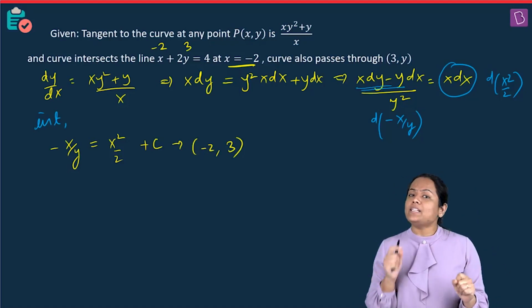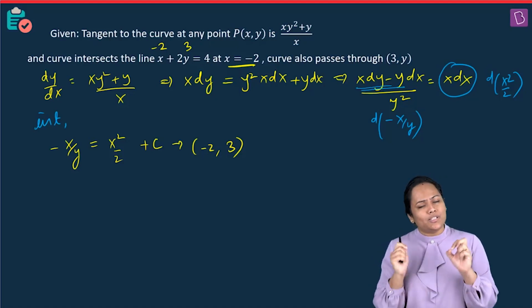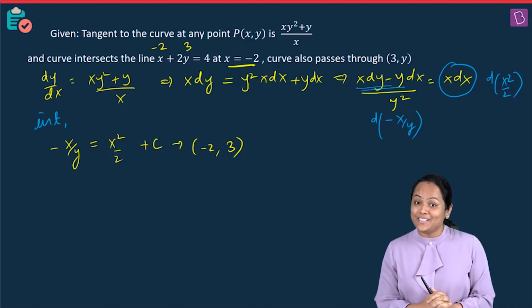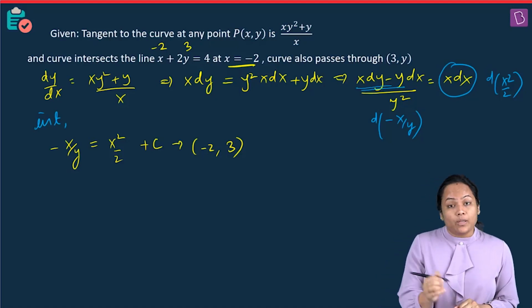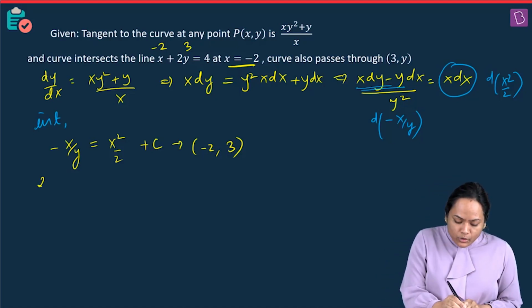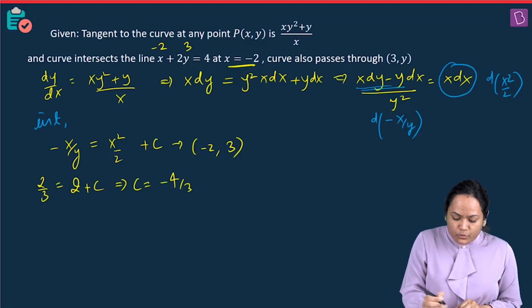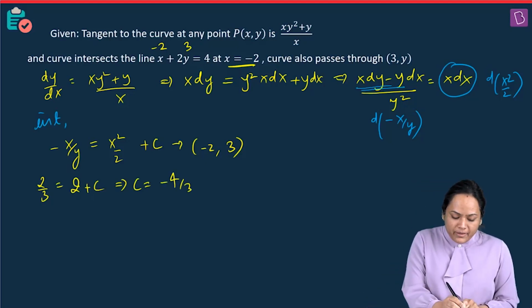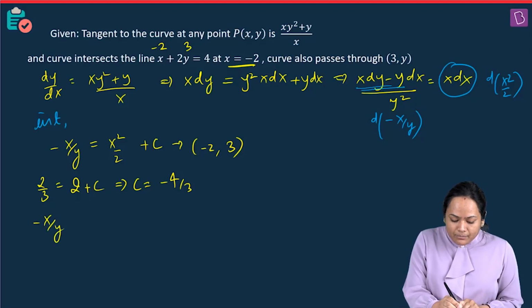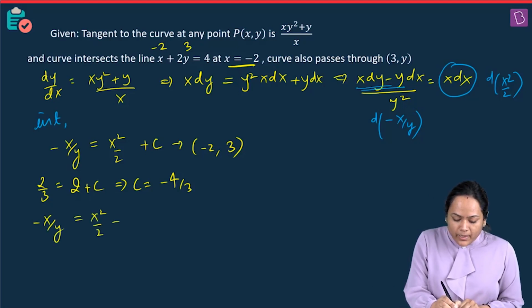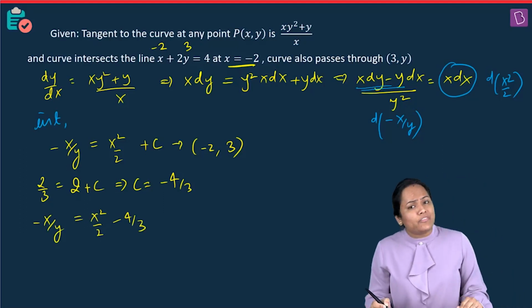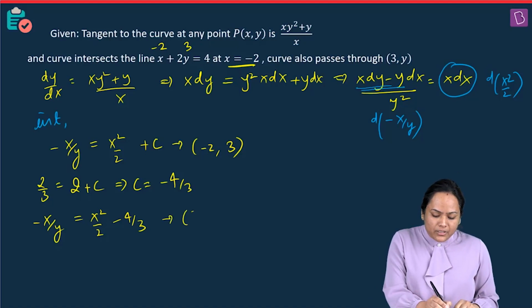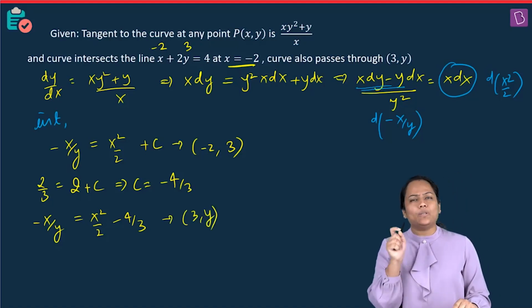Isn't it? So guys, quickly, if you haven't got this question, solve with me and let's quickly find the answer together. So my value of c will be, when I substitute my point, it's going to become 2 by 3 is equal to 2 plus c. That means my c value is minus 4 by 3. And therefore, my final curve comes out as minus x by y is equal to x square by 2 minus of 4 by 3. And now what they have said, that this curve is passing through the point 3 comma y. We have to get the value of y.